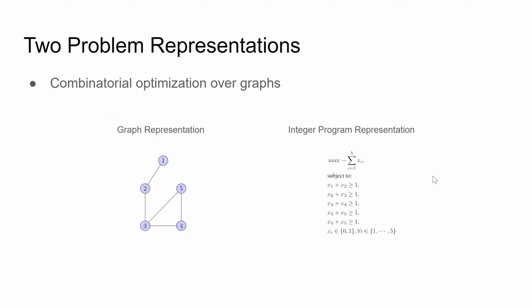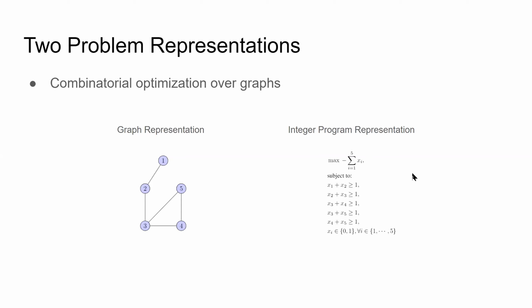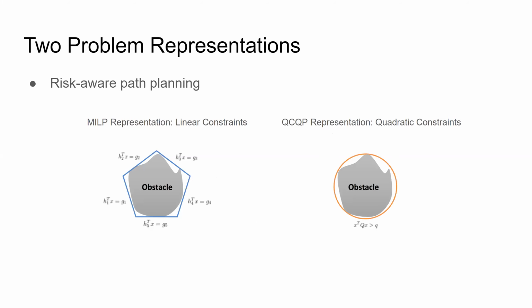So really the motivation of this approach is different representations of problems. For example, here I'm showing combinatorial optimization over graphs, specifically the minimum vertex cover problem. Naturally it has a graph representation because it's defined over graphs. But we can also write this as an integer program. By solving this integer program, the optimal solution corresponds to the optimal subset of the minimum vertex cover. The scenario also applies to path planning, in terms of how we want to characterize what the obstacles look like.